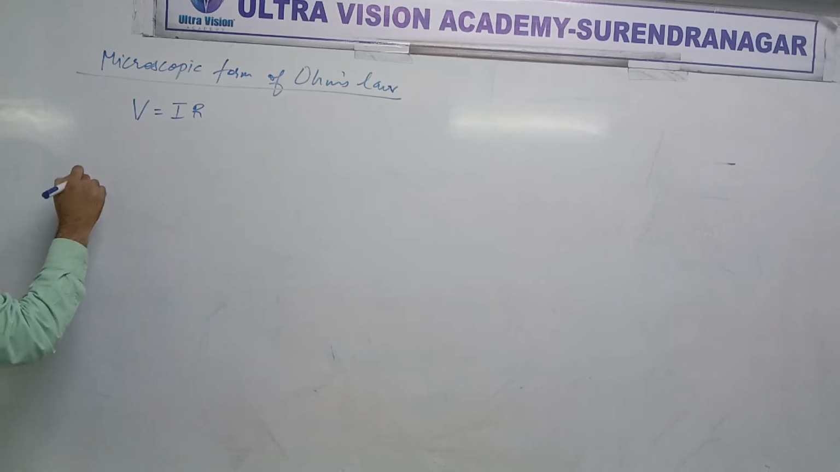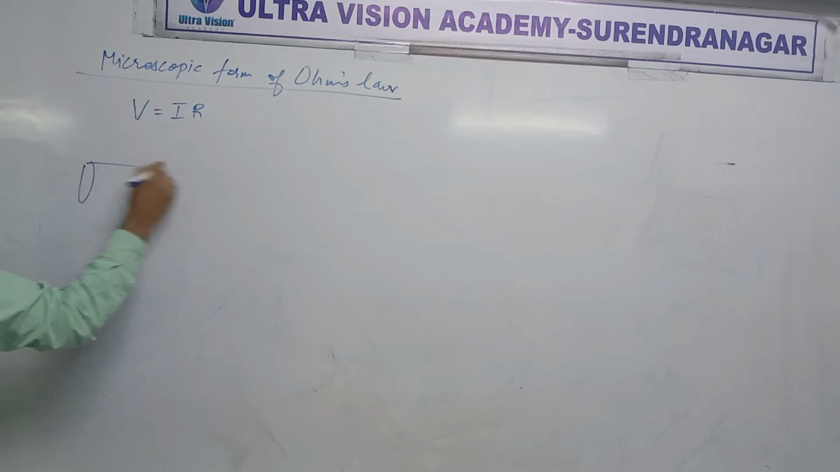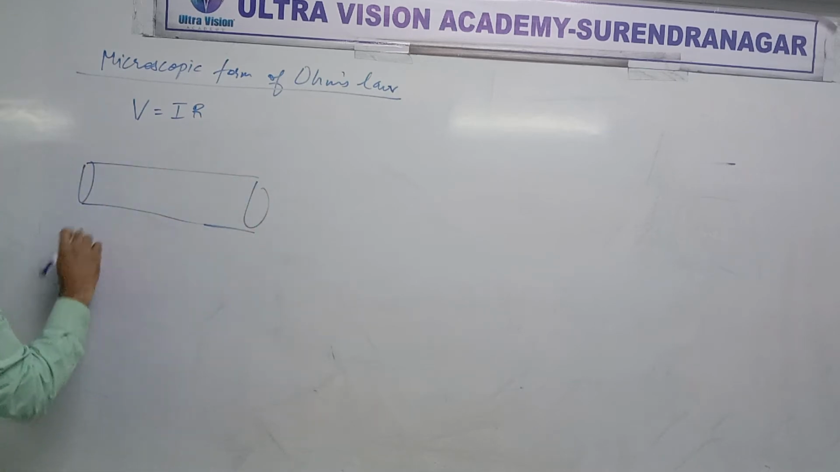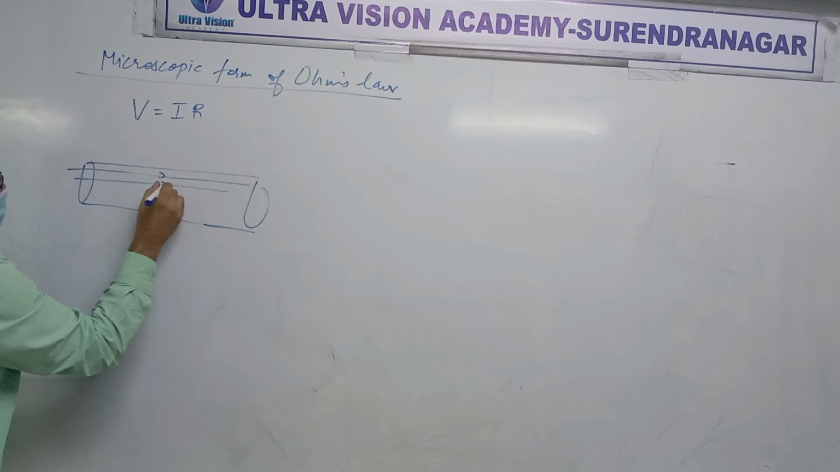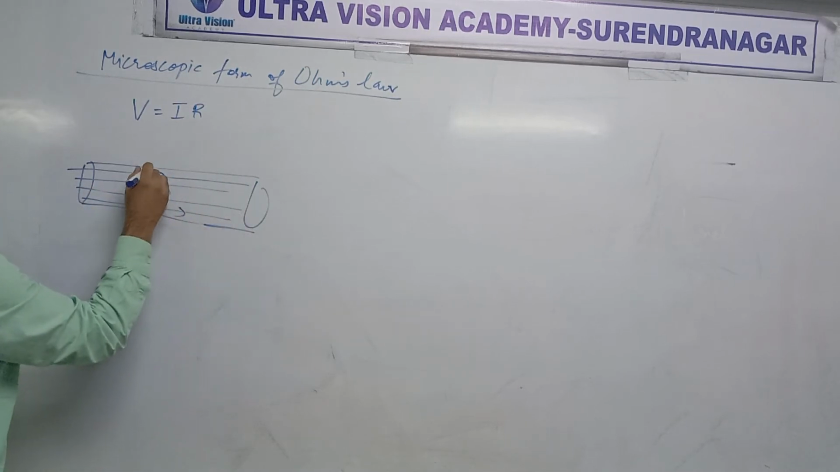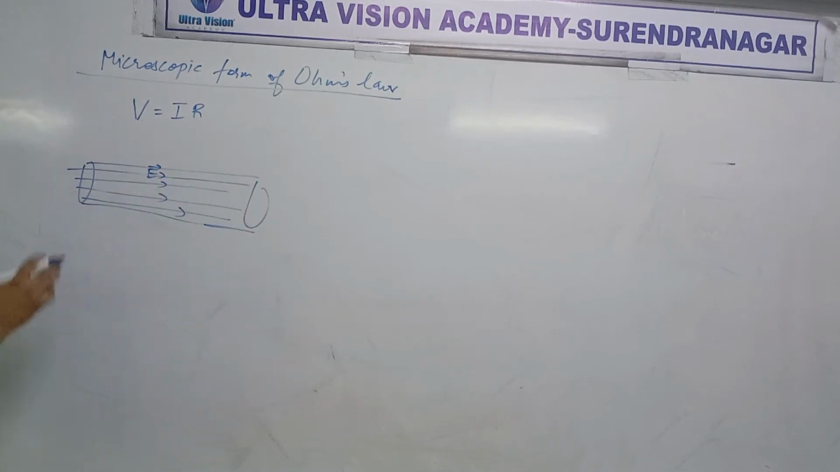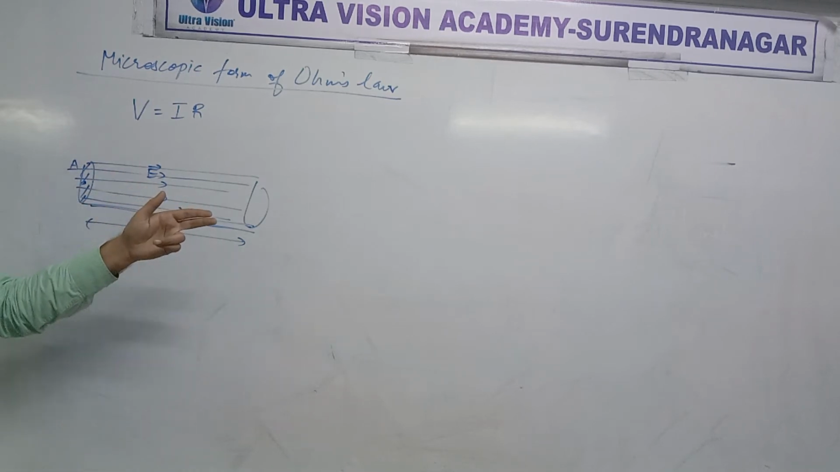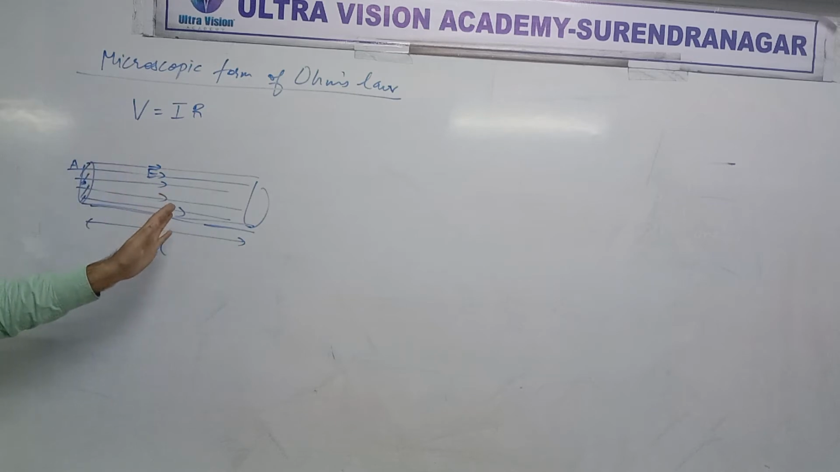So let's start. First of all, I'll attack V. Suppose there is a conductor. And we assume, and it's actually a fair assumption, that inside a conductor the electric field is uniform. That will be true as long as the conductor is uniform. So let's say this is a uniform conductor, the length of the conductor is L, and the electric field inside the conductor is uniform, E. Clear?